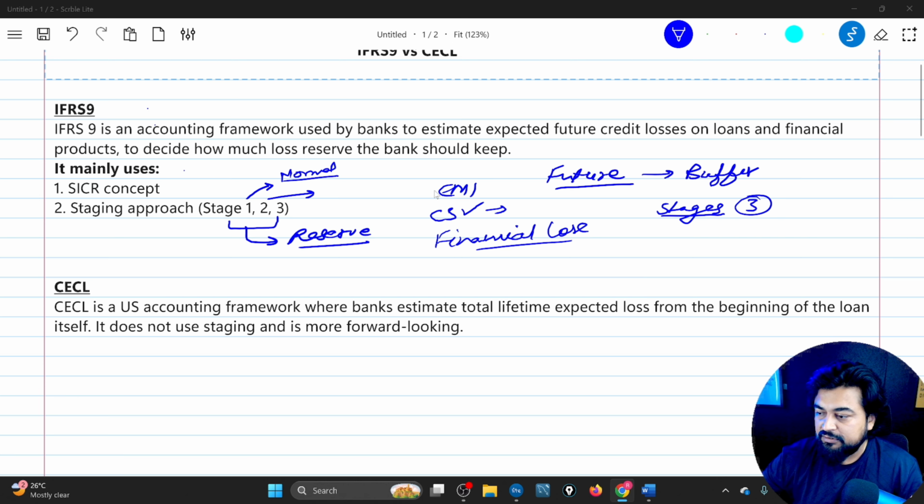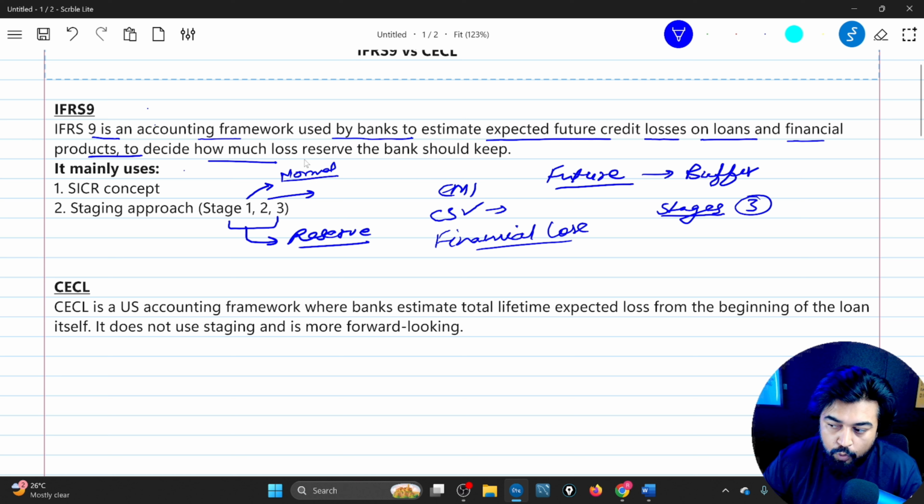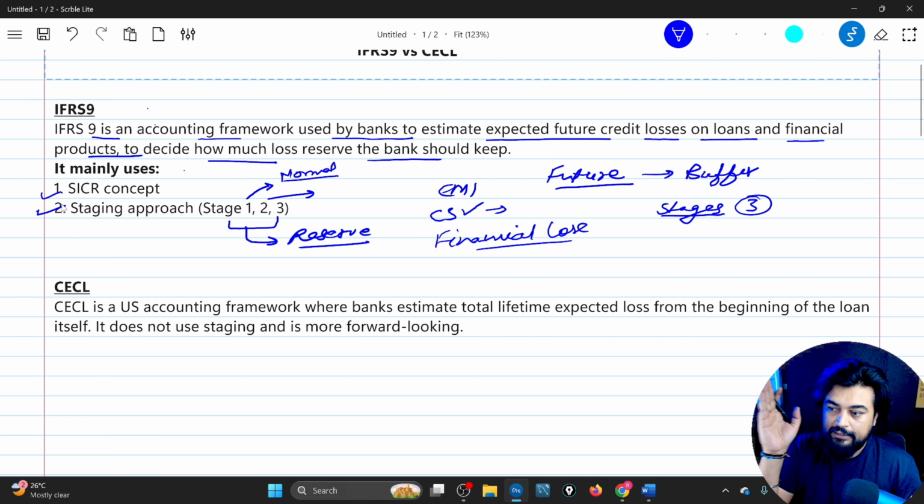Now that is something I have mentioned here. IFRS 9 is an accounting standard framework used by banks to estimate expected future credit loss on loans and financial products, to decide how much loss reserve the bank should keep. It's mainly used for SICR reporting and the staging approach. What is SICR? I will come to that later. SICR is a very important approach that makes a huge difference in CECL versus IFRS 9. So we'll talk about that in a while.